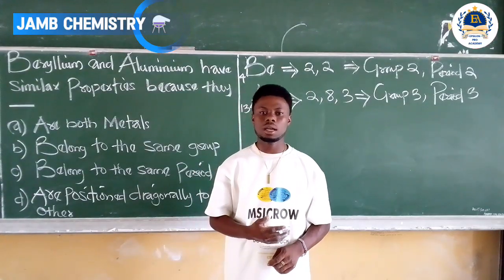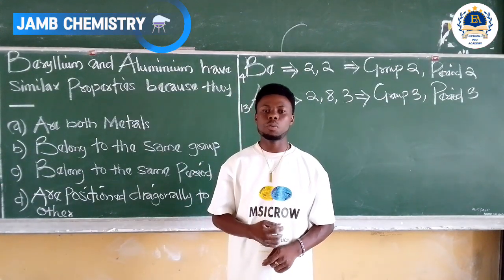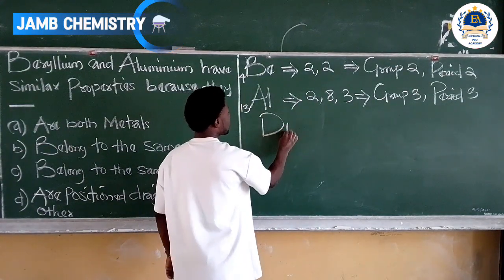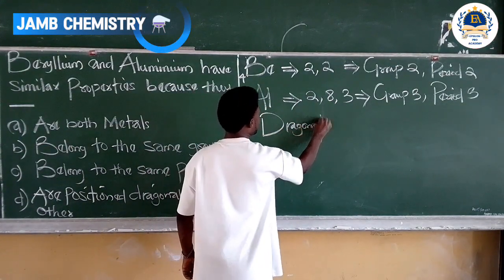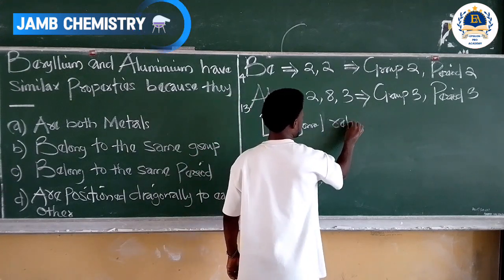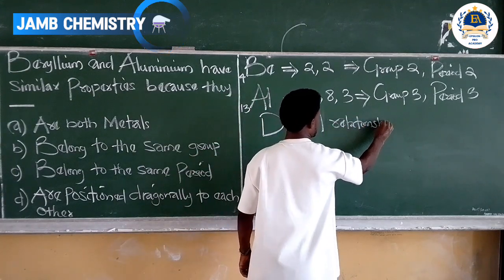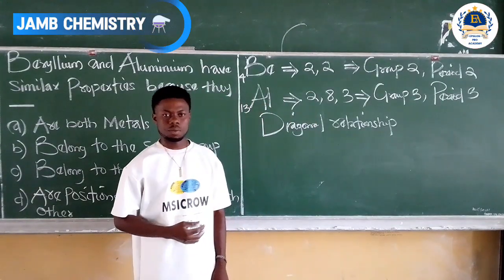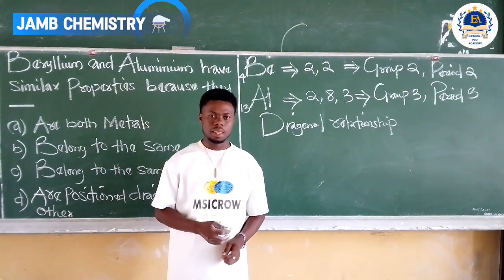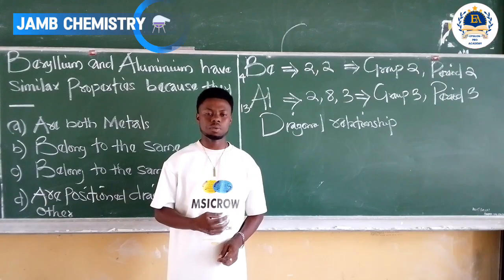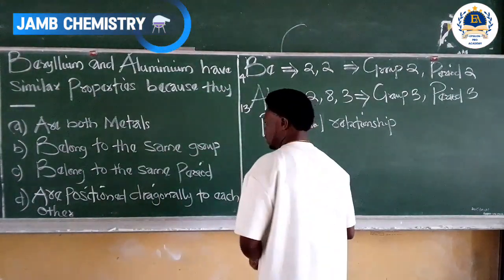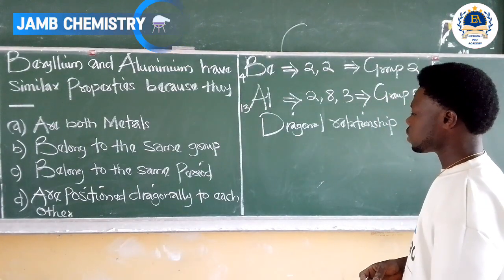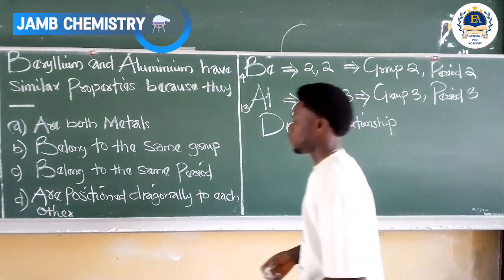Yet they show similar chemical properties. Now this is what we call the diagonal relationship. Certain elements in the periodic table that are placed diagonal to each other exhibit similar properties. So the correct option on the board is option D. They are positioned diagonally to each other.